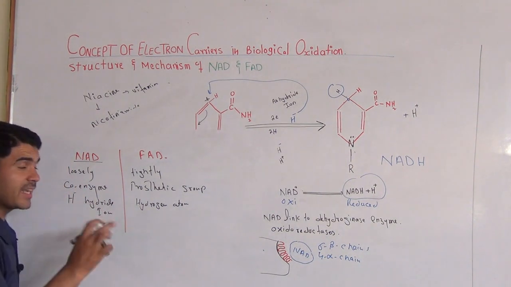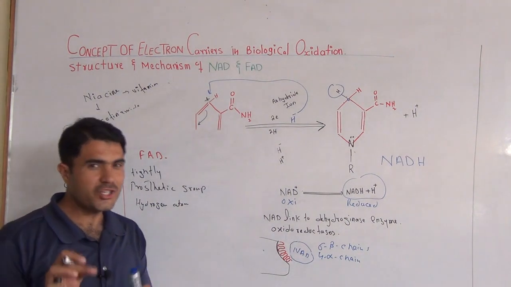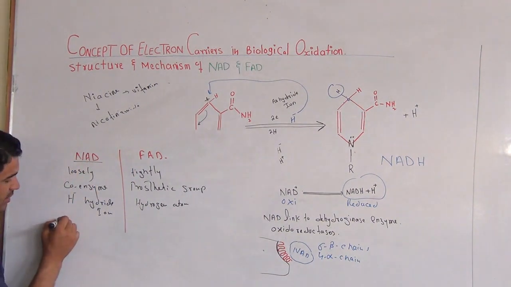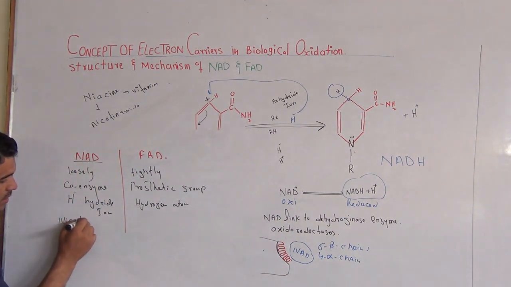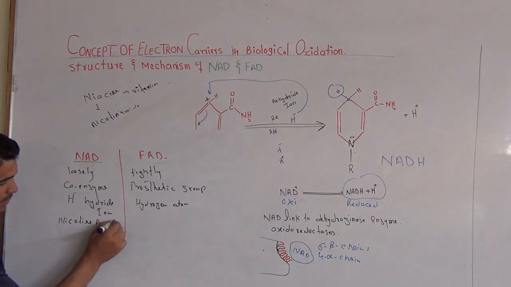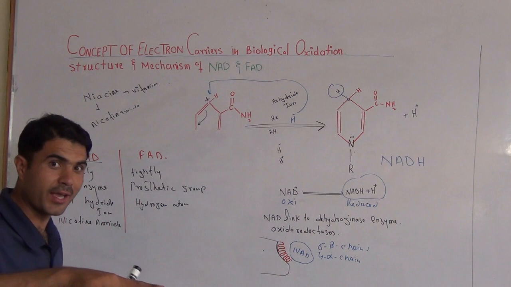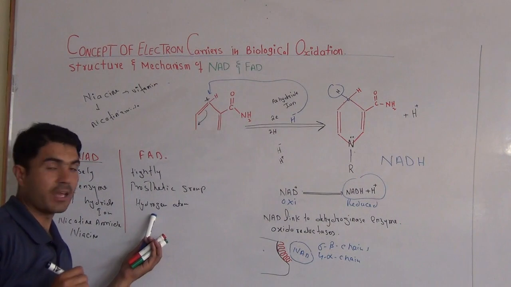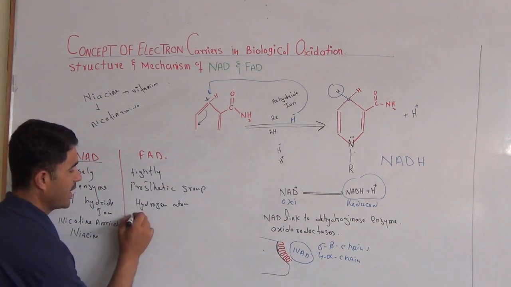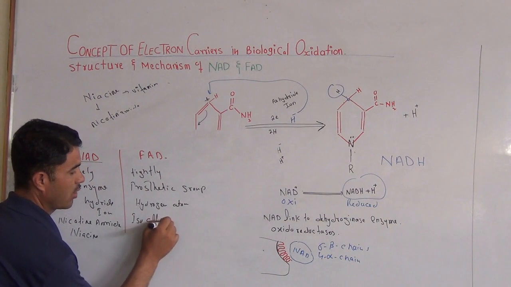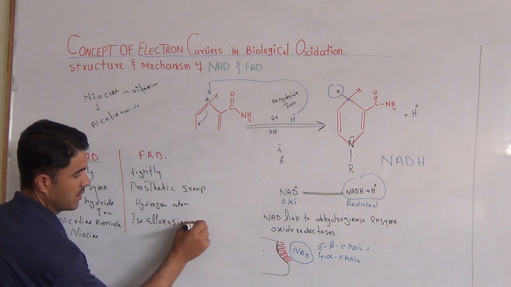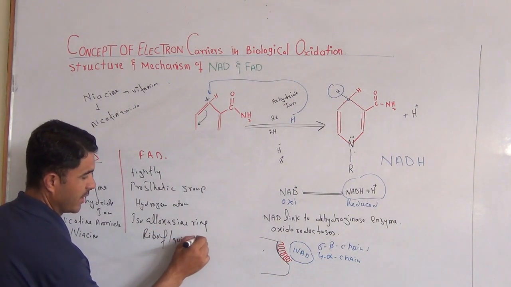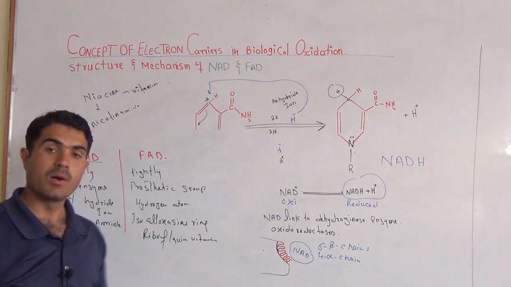Okay, in NAD the main functional part is nicotinamide. Nicotinamide came from the vitamin niacin. Wow, niacin. And here in FAD the main part is the isoalloxazine ring, which came from the riboflavin vitamin.